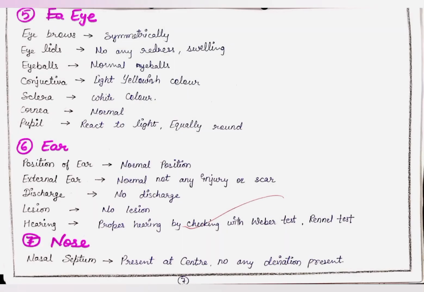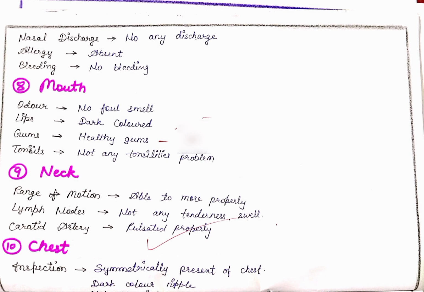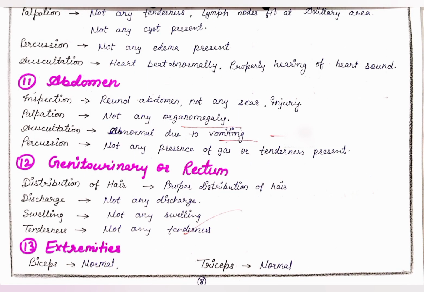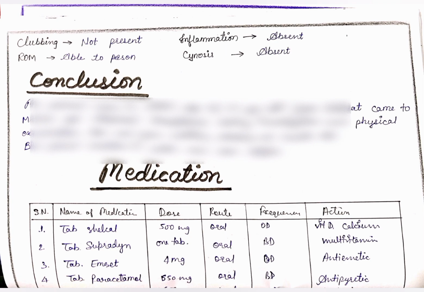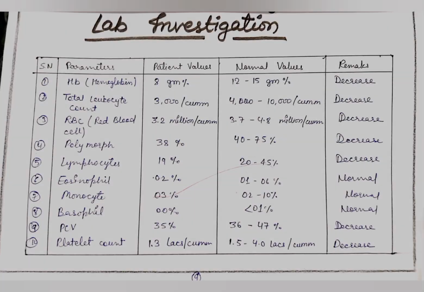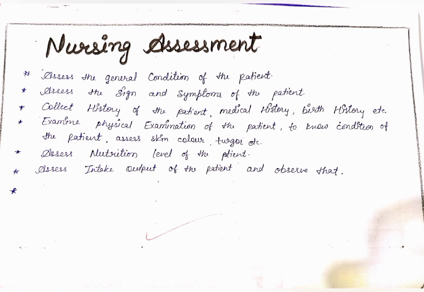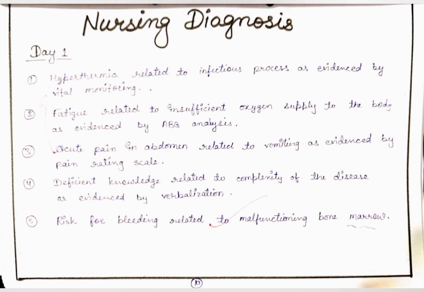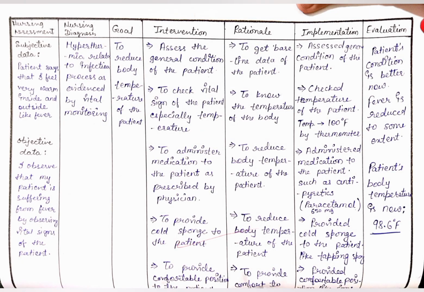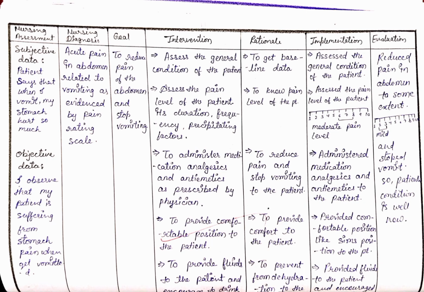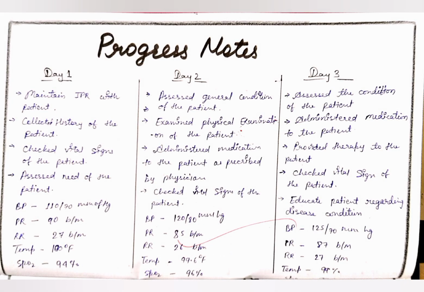So overall we will do all examination on the child patient. After that we will write conclusion, medication and lab investigation, and then nursing assessment, then nursing diagnoses. After that we will explain all three diagnoses one by one, then progress notes.